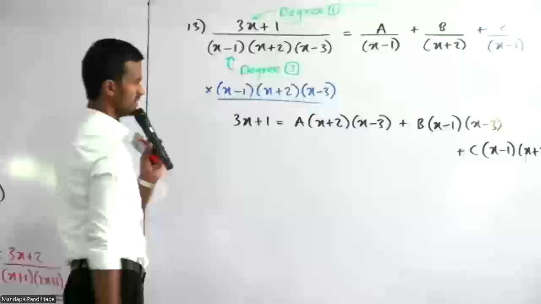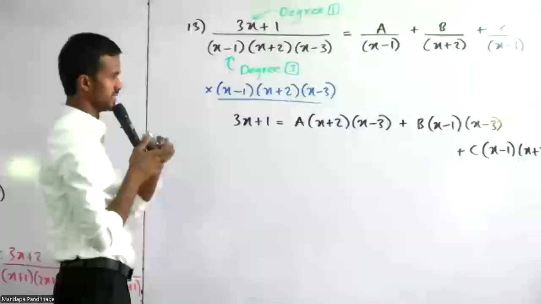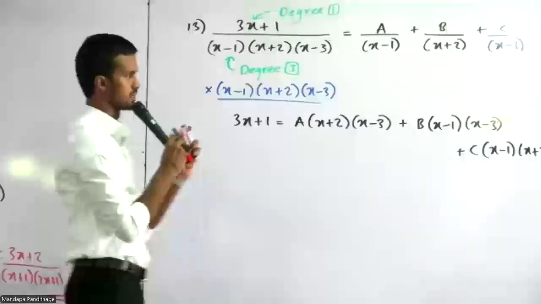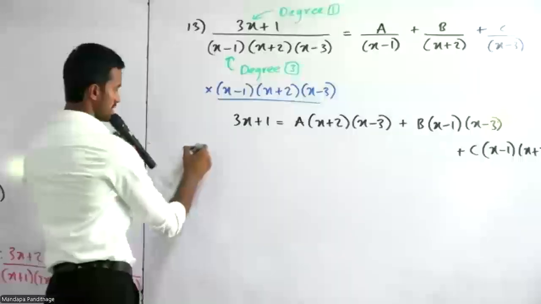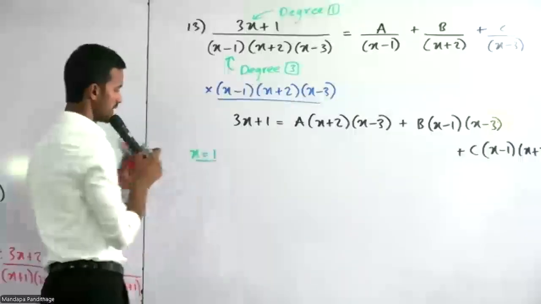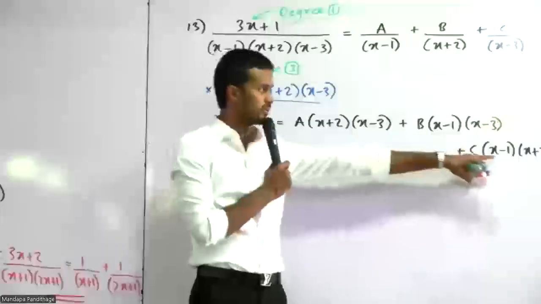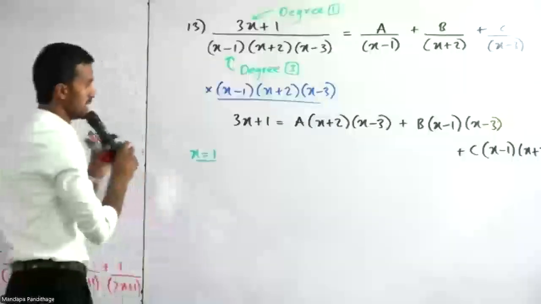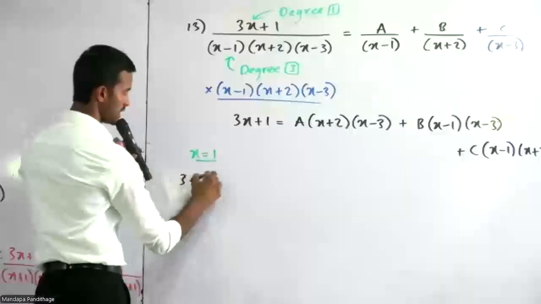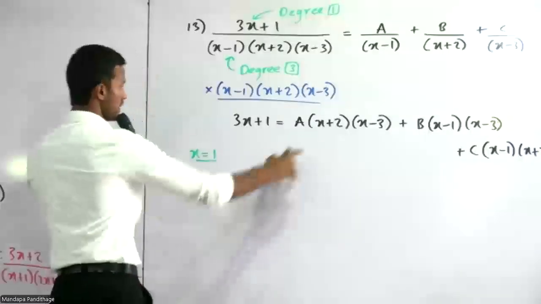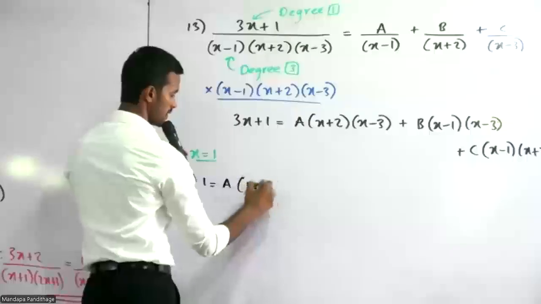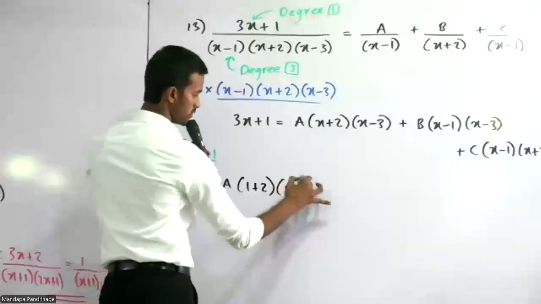And same thing, when you substitute x equals, let's go with the easier one. When you substitute x equals 1, what happens? Look at this. This becomes 0. This becomes 0. Both of them become 0. Only here we have, so 3 plus 1 is equal to A into 1 plus 2 plus 1 minus 3.